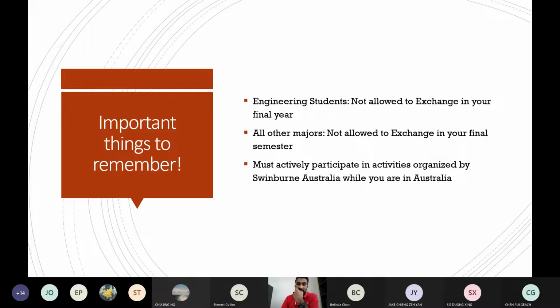And these are some of the important things that you need to remember. Number one would be engineering students. If you are an engineering student, you will not be able to do exchange during your final year because you have Project 1 and Project 2 in your final year. Those two projects you need to do while you're in Sarawak. So you are not allowed to do your exchange during your final year.